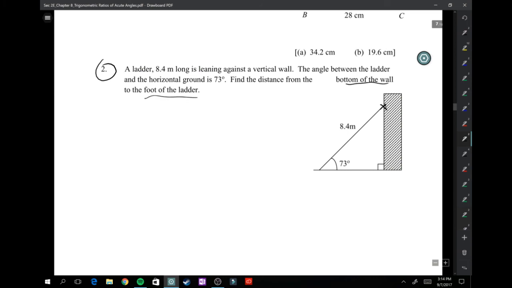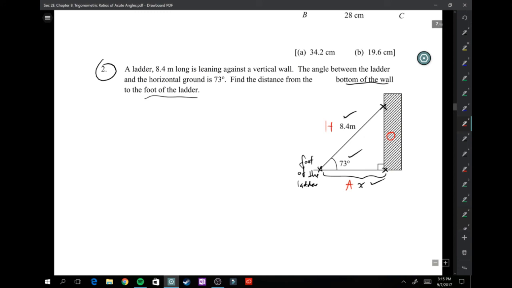So this is the foot. This is the foot of the ladder. Foot of the ladder means the bottom of the ladder. So they want the bottom of the wall to the foot of the ladder. So basically you want this, let's call this x. So they want x, you have 8.4, you have 73 degrees. I think it should be very clear already. The 73 degrees is here, then the opposite is here, then this is the adjacent, then this is the hypotenuse.